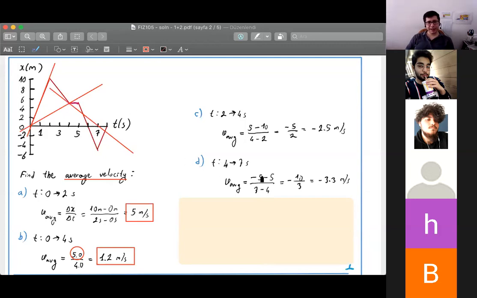So displacement is... pardon, I drew it wrong. Here. Like this. The slope of this one. And 4 seconds is here. I expect this slope to be higher because this is a steeper line.